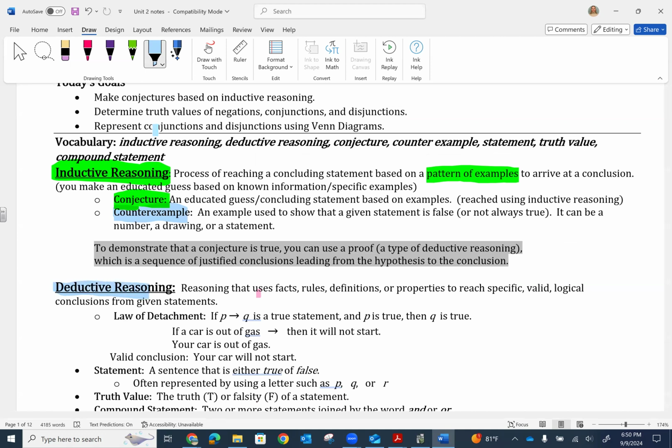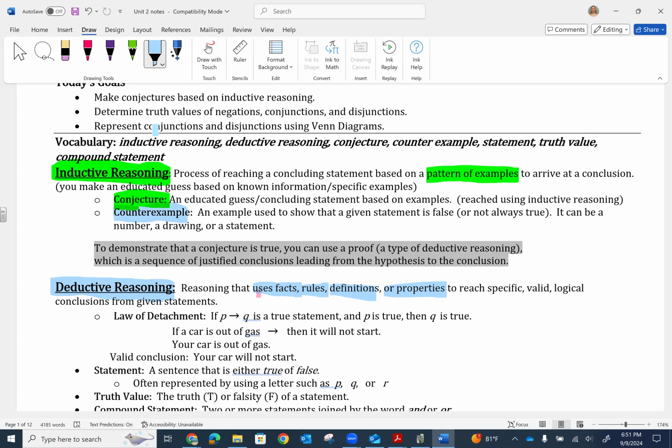Deductive reasoning is what lawyers use. If you're in debate, you might use deductive reasoning, where you say, I'm going to use facts, rules, definitions, and properties, and talk about conclusions from the statement. If you're a lawyer in a court of law, you say, my client, this is true and here's why, here's another thing that's true and here's why, and so therefore my client is innocent. You're trying to show by facts, rules, definitions, properties, and reasons why something is true.